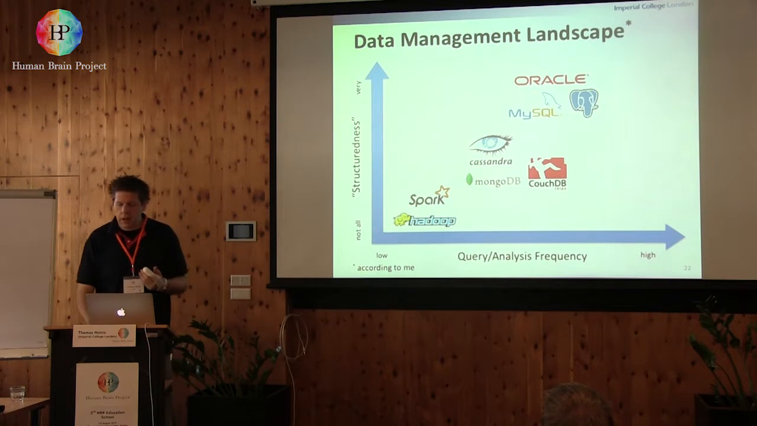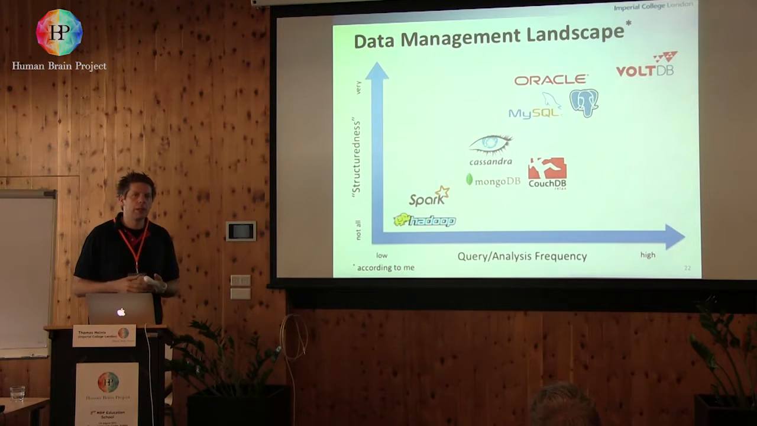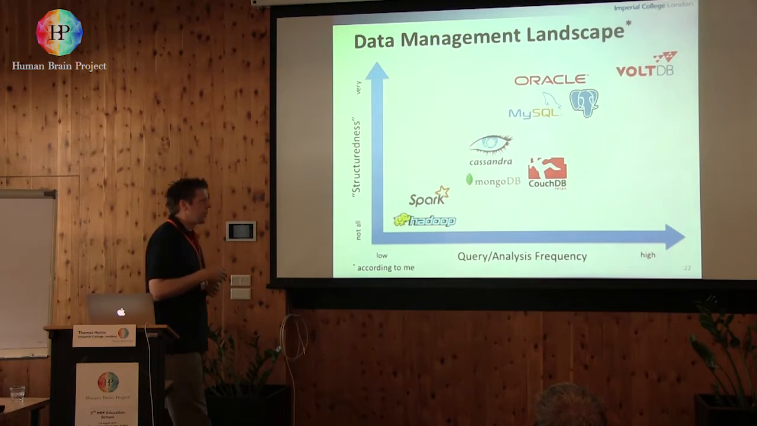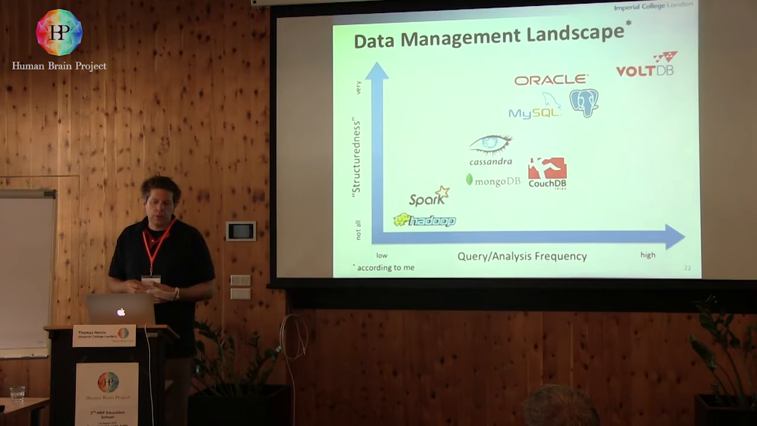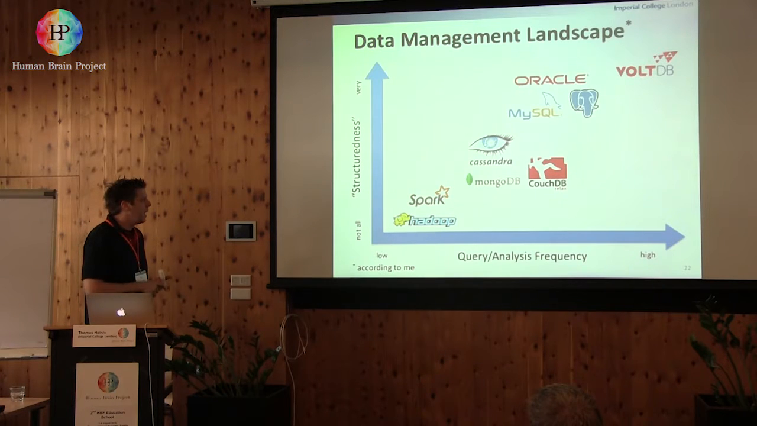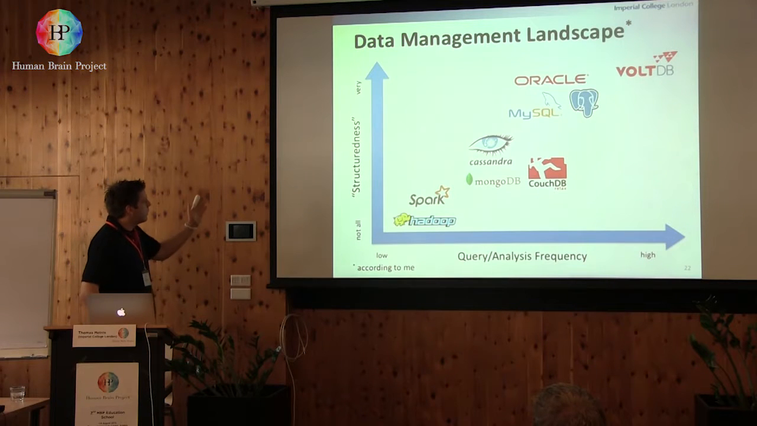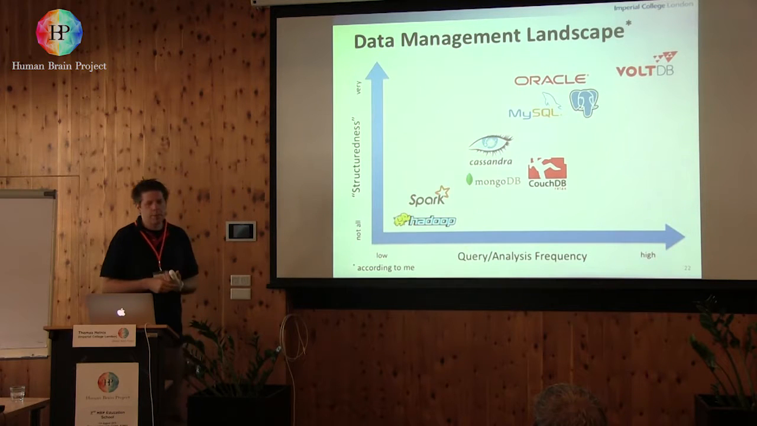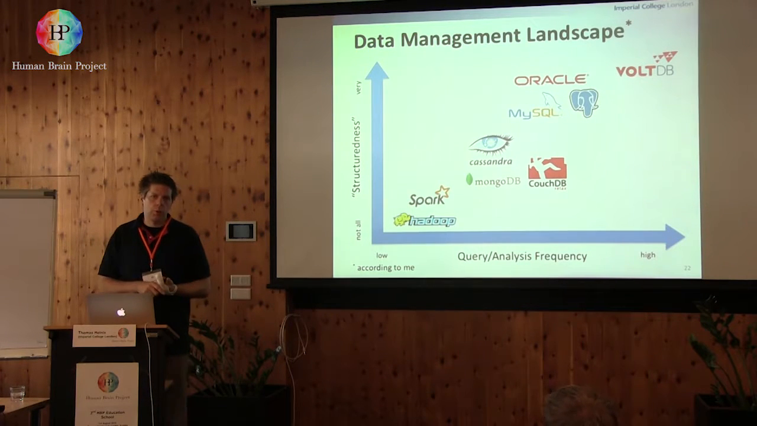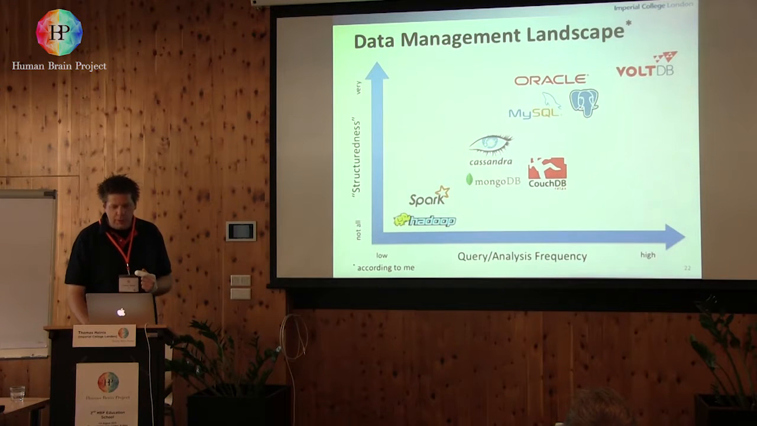And then finally, if you have very, very high analysis frequency, I think one really reasonable thing to do is use something like MongoDB to really give you the response time that you want. So this is, as I've written already, the data management landscape. According to me, it really depends on what your requirements are. You can easily replace all of these on both axes with other aspects that are important for your particular problem. But my most important question now is, what about scientific data?